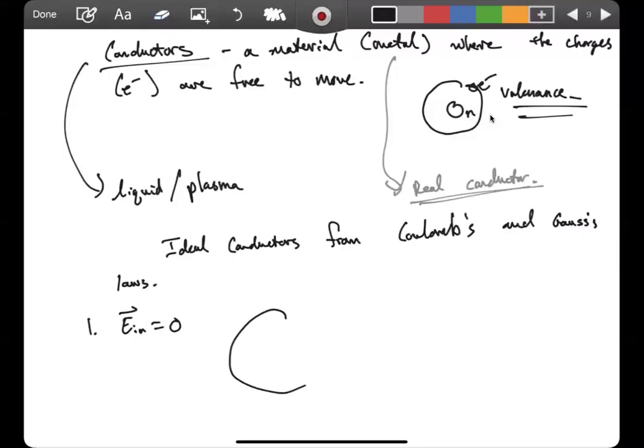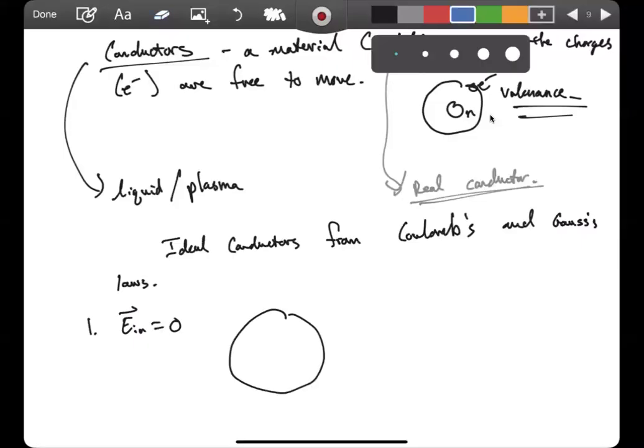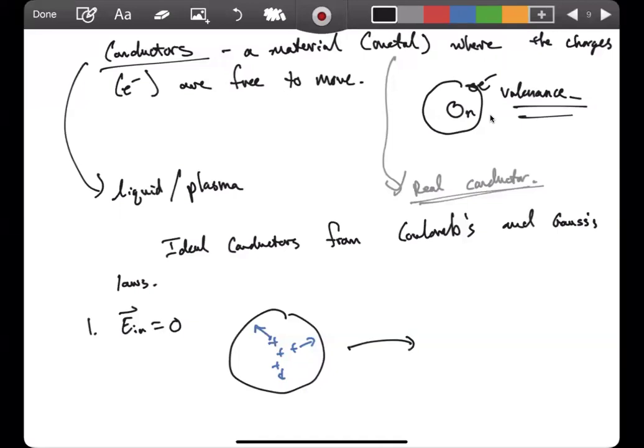If I had my conductor, here's my conductor, and let's say I plop some positive charges on the inside of it, these guys are going to feel Coulomb repulsive forces, right? So this guy's going to feel a force this way, this one's going to this way, etc. So they're going to try to repel each other away as far as possible. Now, since the ideal conductors have the electrons very loosely bound, meaning they're free to move, then these electrons, or positive charges in this case, are going to move as far away from each other as possible, which means that they have to stop on the boundary, right?